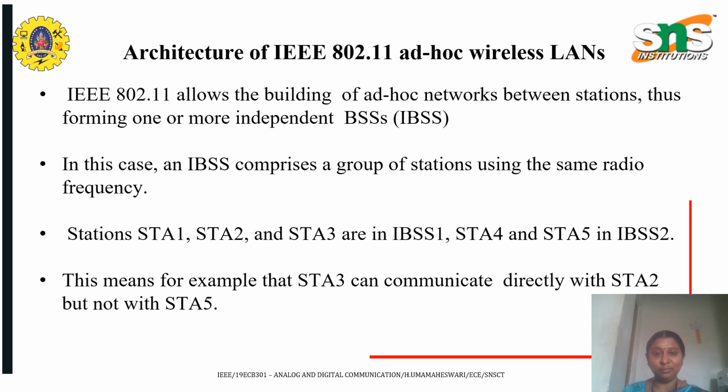This means, for example, that station 3 can communicate directly with station 2 but not with station 5. Stations 1, 2 and 3 can communicate directly because they are in the first basic service set. Stations 5 and 4 can communicate directly because they are in the same service set 2. But stations 1, 2, 3 cannot communicate directly with 4 and 5.